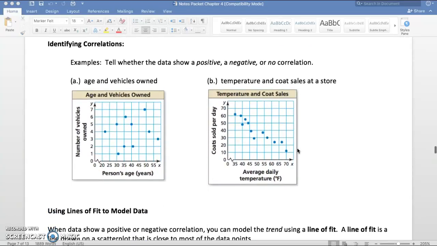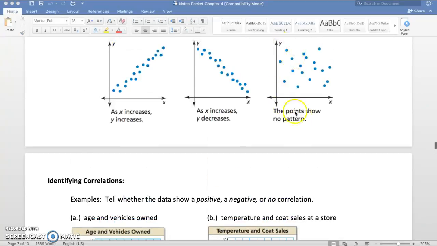So here we have some examples of how to identify correlations. We say, does the data show a positive, a negative, or no correlation? Remember, correlation means they have a relationship. So one thing affects the other. Okay, if we see a scatter plot like we saw here, one thing doesn't affect the other. Might be like the amount of pizza eaten on a rainy day. Does the rain matter to how much pizza we eat? No, it would not change. Okay?